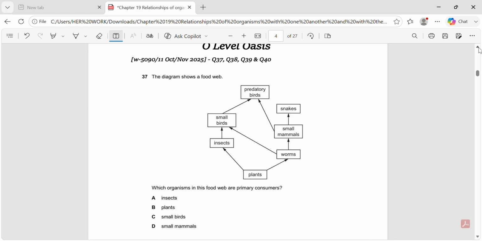This question shows a food web with worms, small mammals, snakes, plants, predatory birds, insects, and small birds. It asks, which organisms in this food web are primary consumers? Remember, primary consumers are organisms that feed directly on producers, and the producers in this food web are the plants. So we simply identify which organisms eat the plants. From the food web, insects feed directly on plants, making them the primary consumers. Therefore, A is the correct answer.